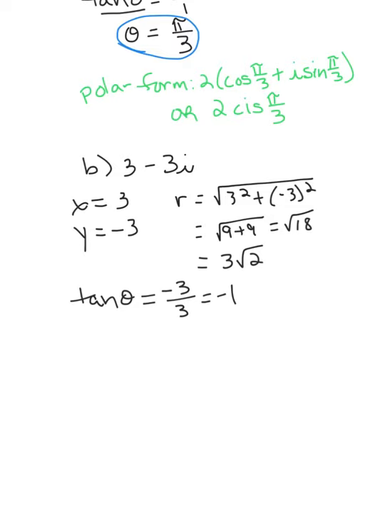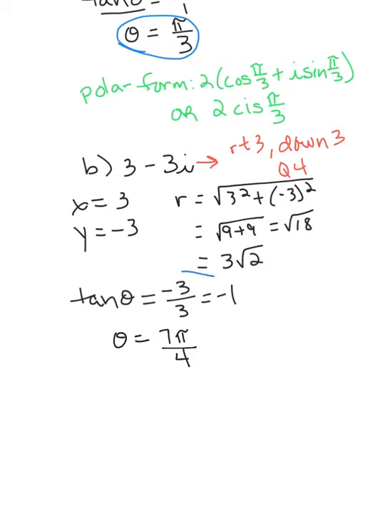So what we have to do is go back and look at our original number. Which quadrant did it fall in? Well, if we went right 3 and then down 3, that puts you in quadrant 4. So that means that the theta that we are looking for has to be in quadrant 4. So in quadrant 4, what angle has a tangent of -1? That angle is 7 pi over 4.